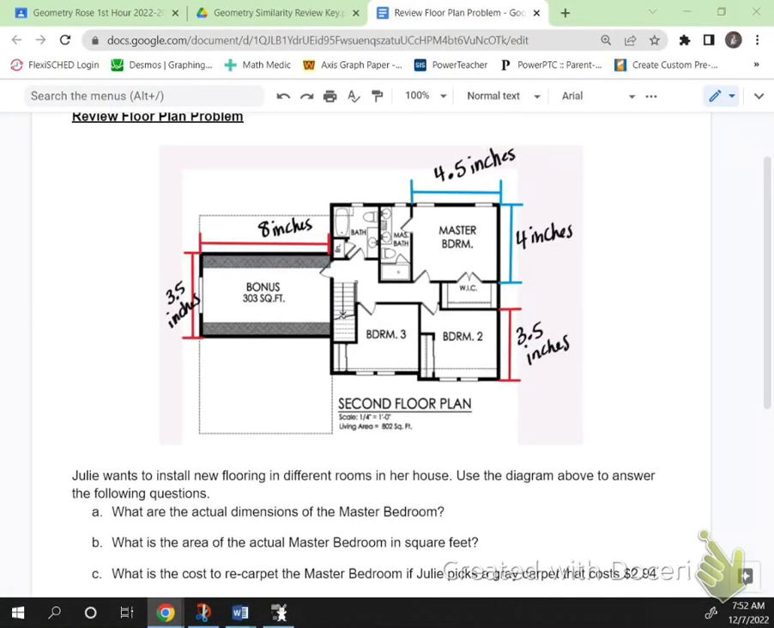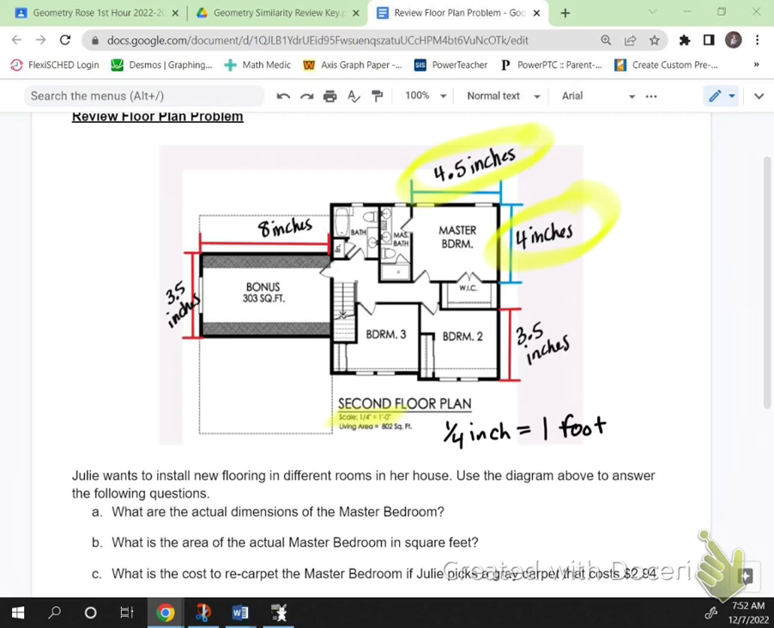So the scale is right here. It says a quarter inch equals 1 foot. A quarter inch equals 1 foot. All right. I have measured the master bedroom in inches.